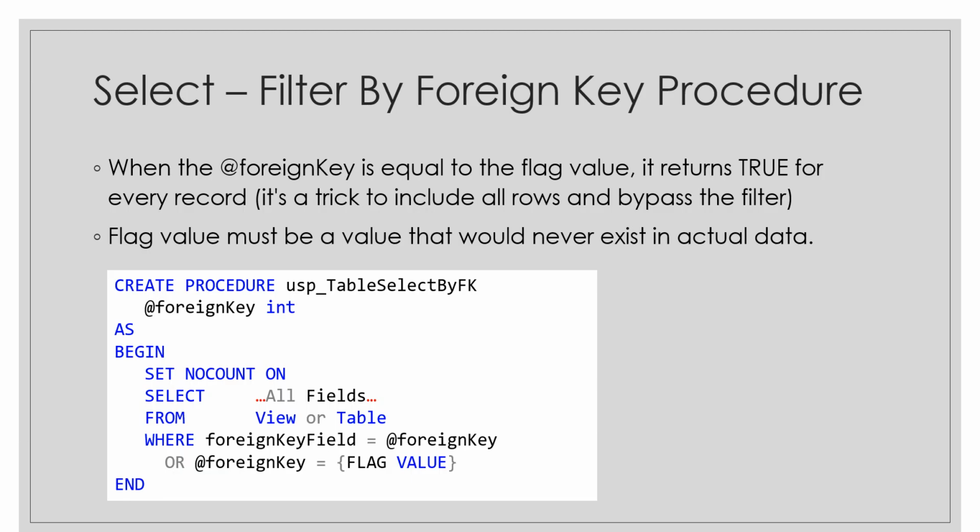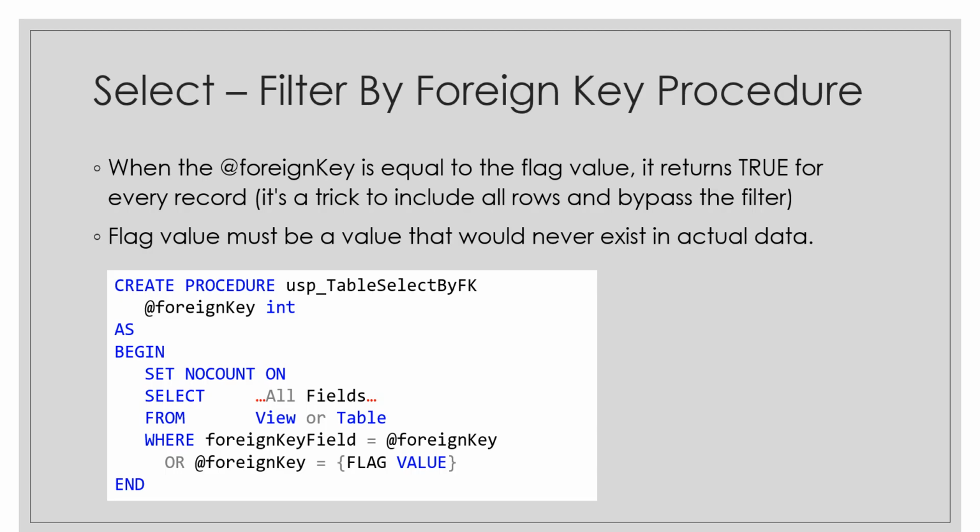Kind of hinted there in the comments at the top. Flag value should be a value that would never exist in actual data. Let me give you an example. If we have integer identities, what's the first value ever created when you insert data into a table and the primary key is an integer identity? The very first record will get the value 1. The next one will get 2, 3, and so on.